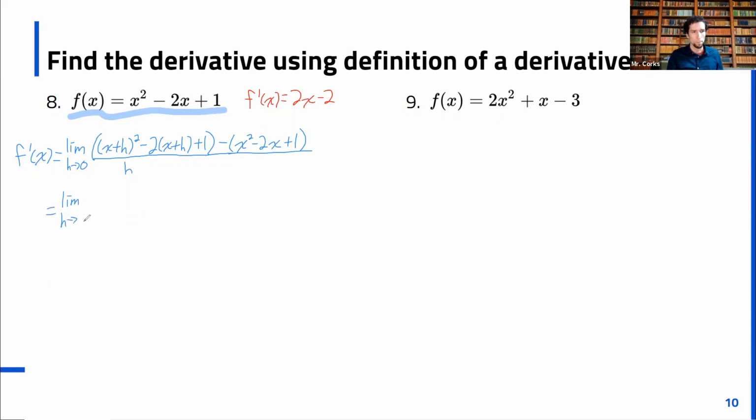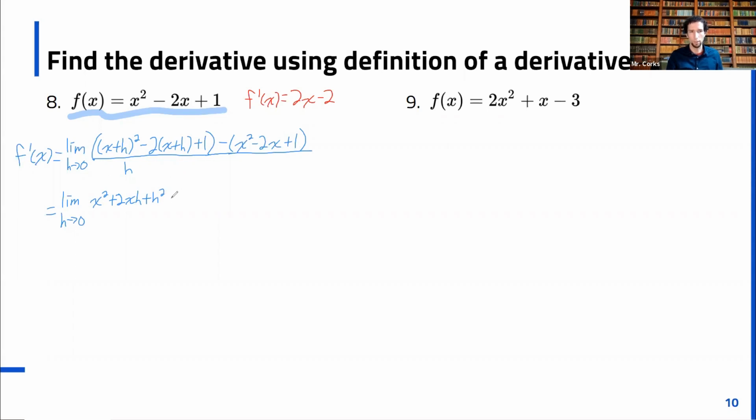Okay. So limit as h approaches 0, and let's just expand all of our brackets here, and then the next step we'll do the simplifying. So let's expand our brackets one by one. What's first? x squared plus 2xh plus h squared. So that's our x plus h squared expanded.